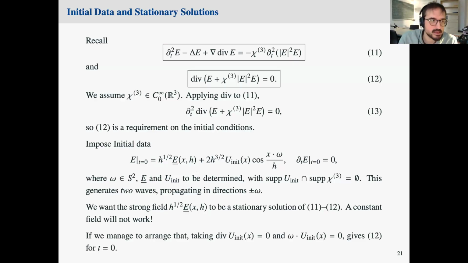So assuming you can somehow manage to guarantee that you have a stationary solution to this equation 12, then choosing the beam initially is not hard. Okay, so let's see how we can make sure that we obtain a stationary solution of our initial equation.